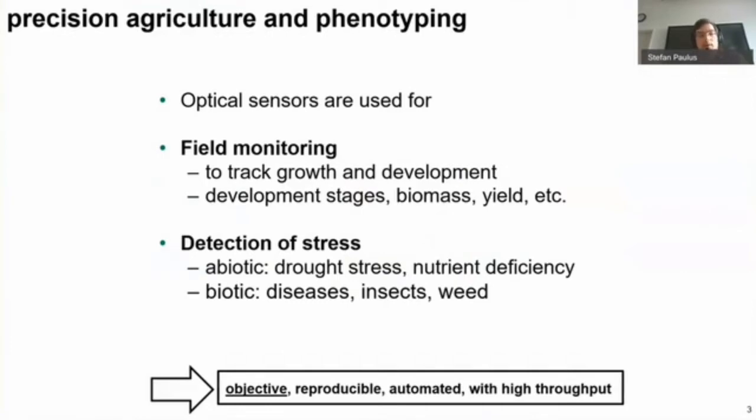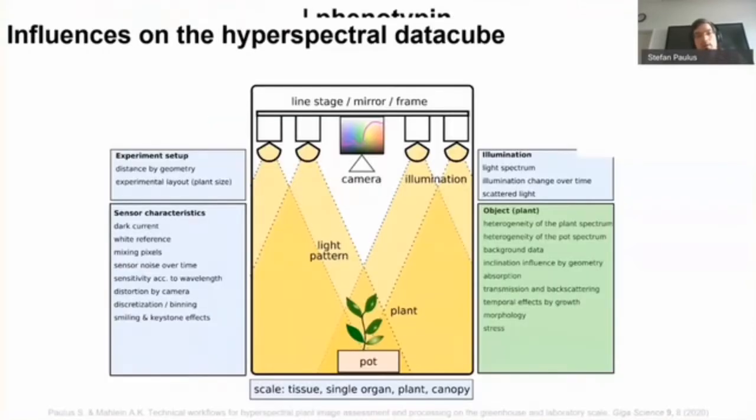And optical sensors are used because they are objective, they give you reproducible results, they are highly automated, and they enable measuring with high throughput. And for all the people who are familiar with hyperspectral imaging, there are different things that influence the hyperspectral data cube you get in the end.